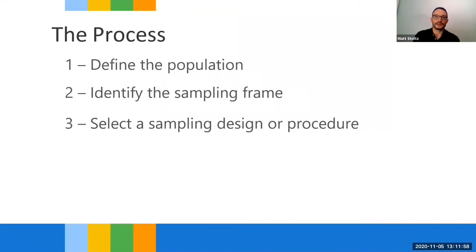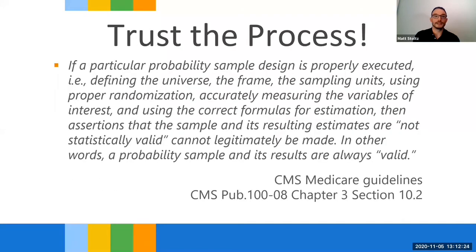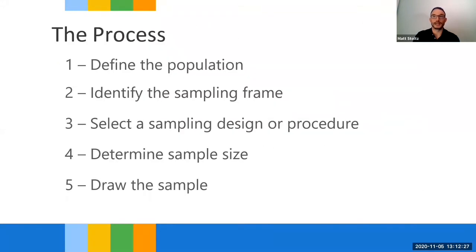Select a sample design or procedure. So again, that goes back to simple random sampling, or if you so choose, and you may have resources or members in your agency that are stat wizards, they may work with you to identify a stratified sample. Determine the sample size. RAT-STATS will help us do that and draw the sample from the population.